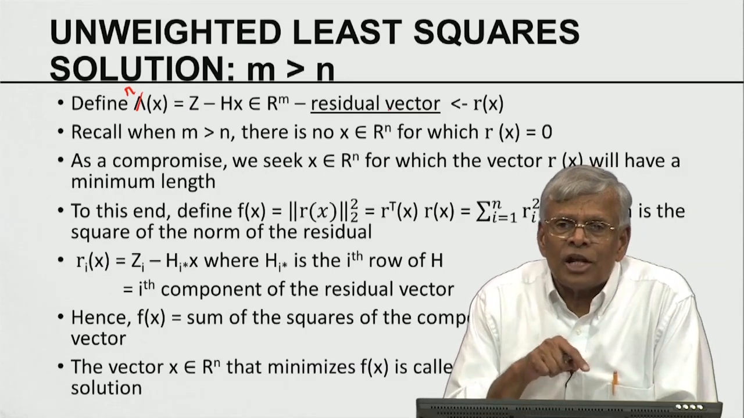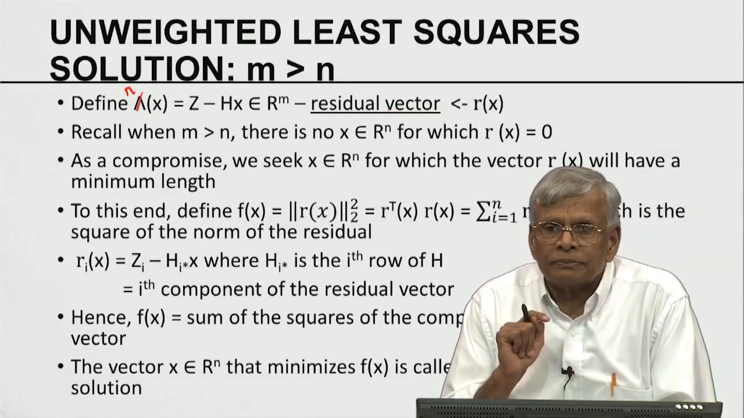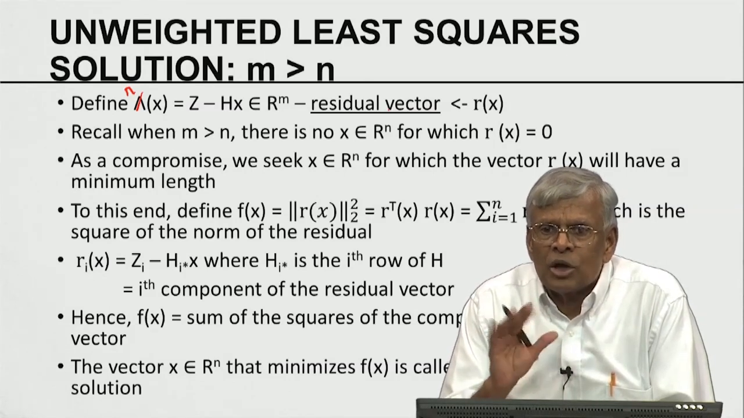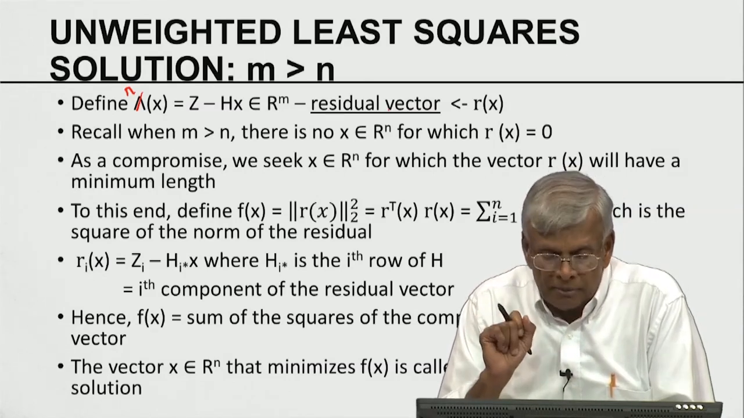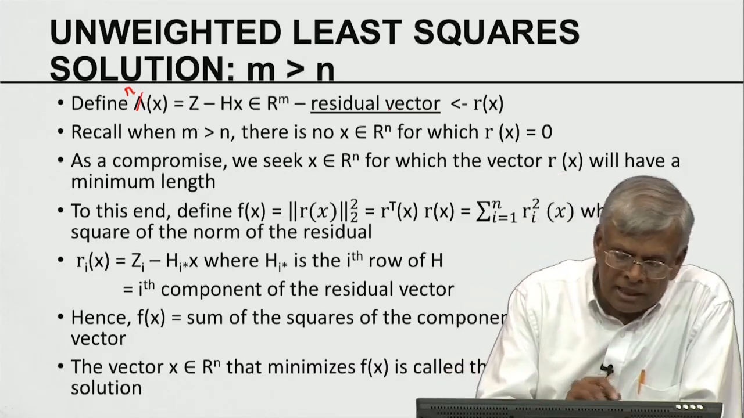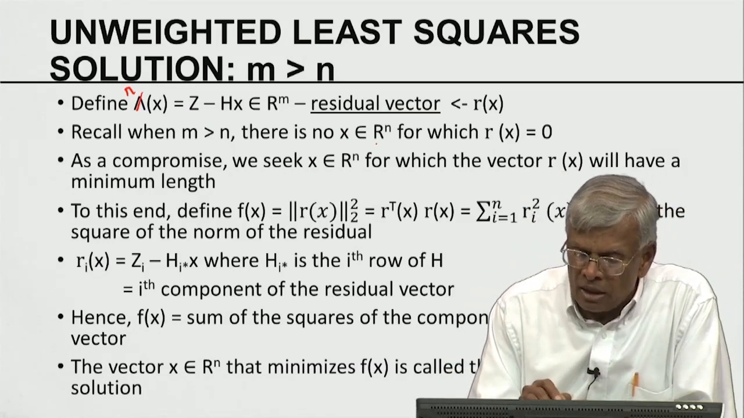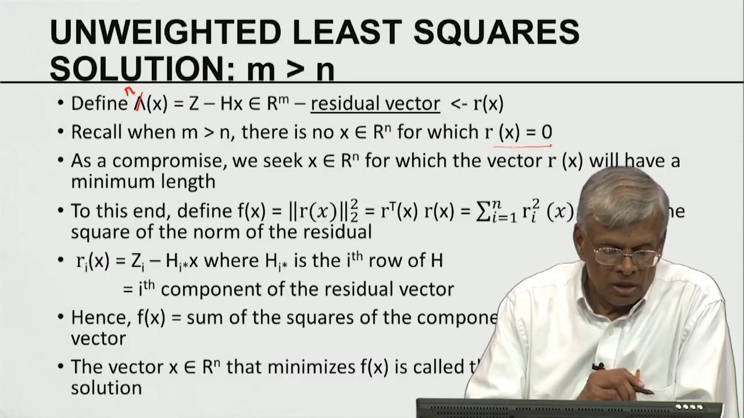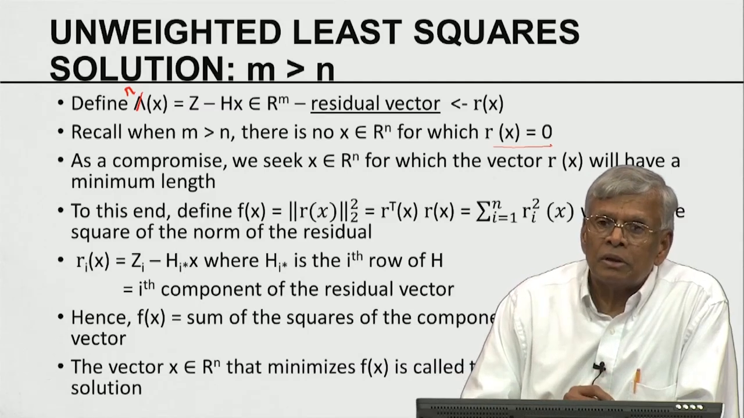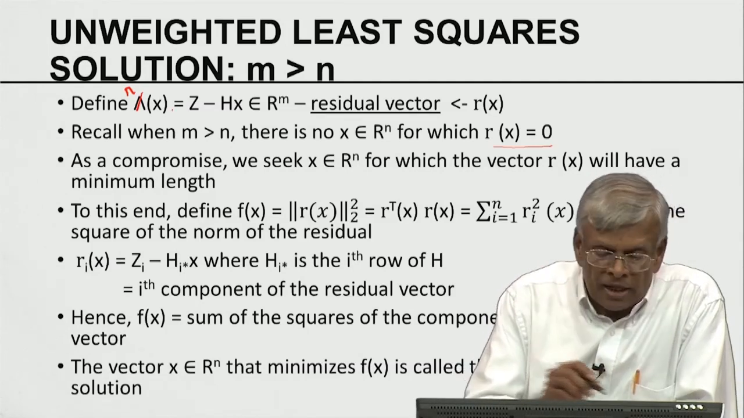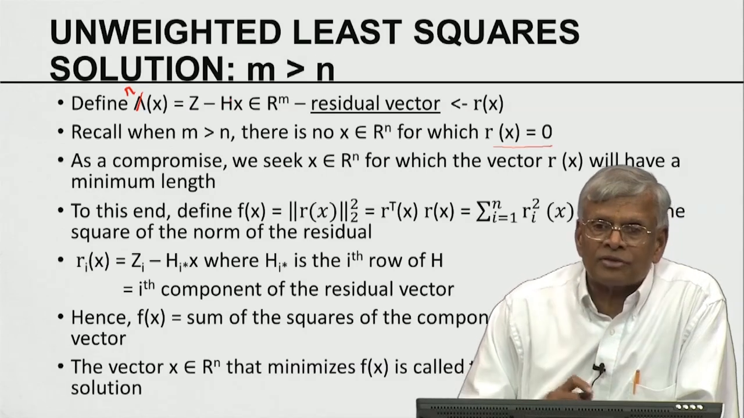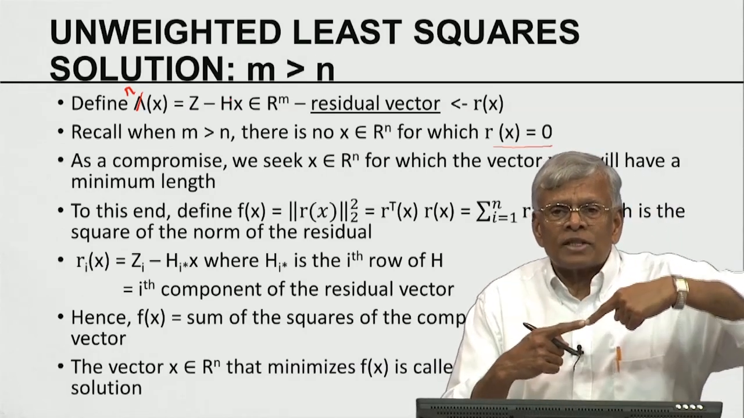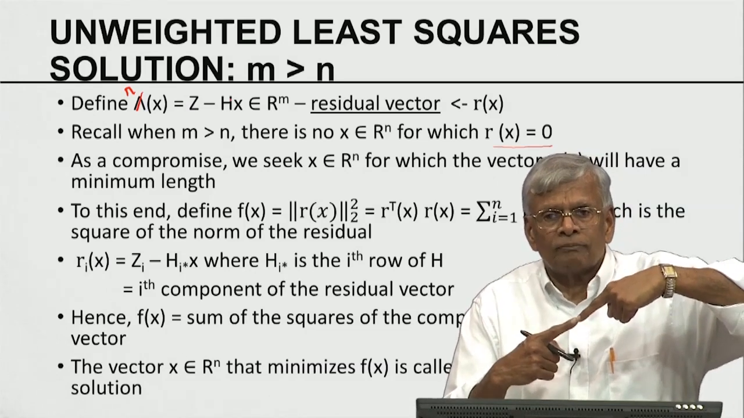If the residual vector is 0, z is equal to h of x. But we have seen that we often cannot have the residual vector be 0 in the case of overdetermined and underdetermined systems. So when m is greater than n, there is no x for which r of x is 0. So as a compromise, what do we do? The value of r of x, for a given z and h, depends on x. So r of x is a vector. When r of x is 0, we get the classical solution.